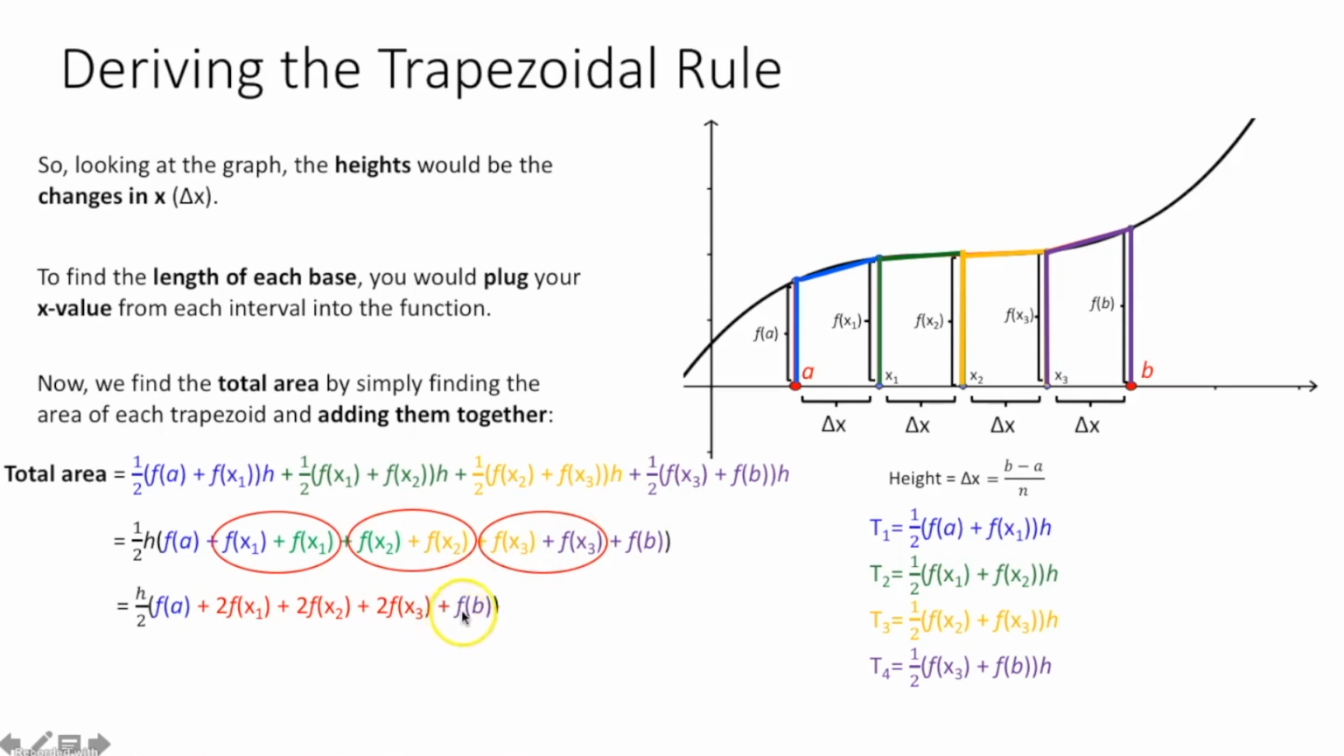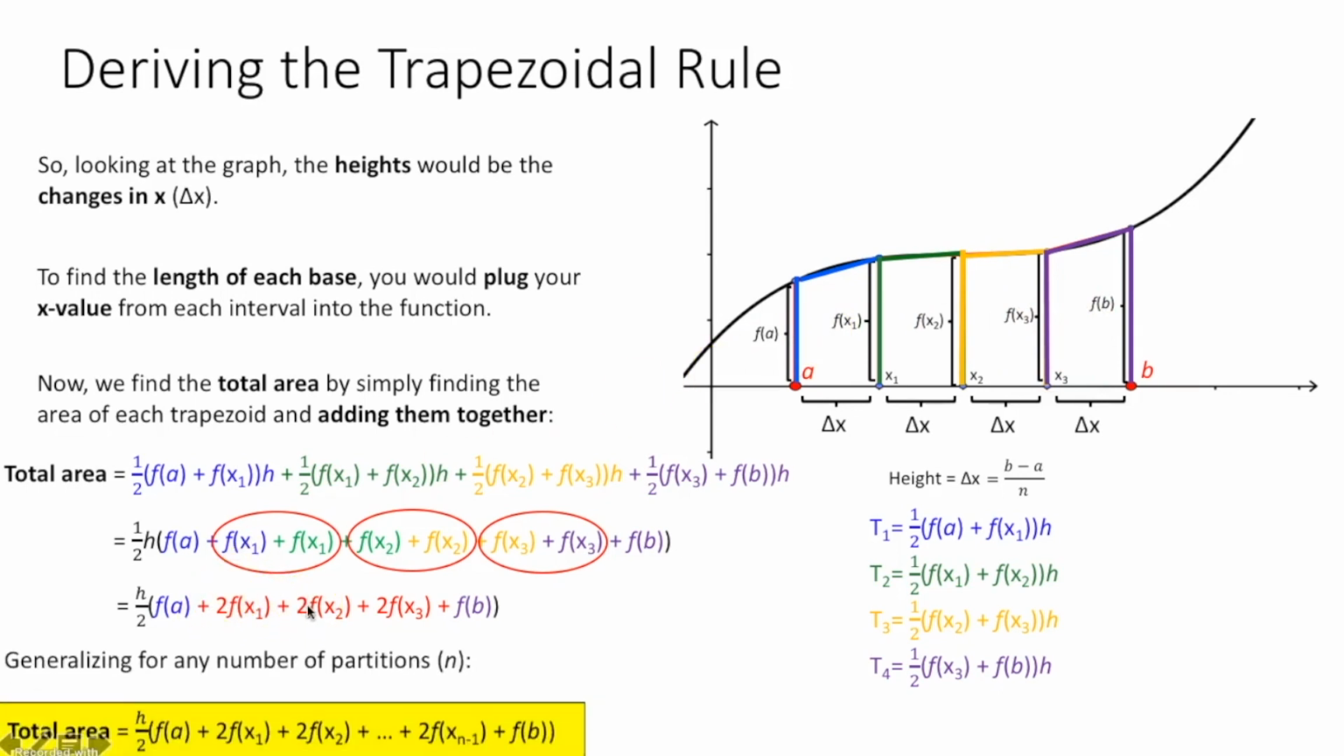Now this is where that formula came from that we talked about at the beginning. We have h over 2 times the quantity f of a plus 2 times f of x sub 1 plus 2 times f of x sub 2 plus 2 times f of x sub 3 plus f of b. Each of the endpoints, the height associated with those does not have a 2 because those sides aren't shared with any other trapezoid. But these sides in the interior, those bases are shared between trapezoids. That's why there's a 2 attached to them.